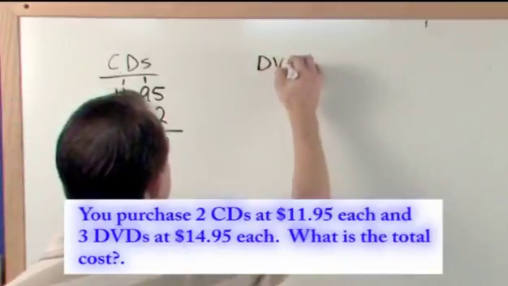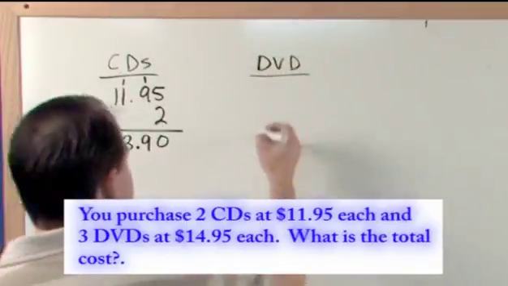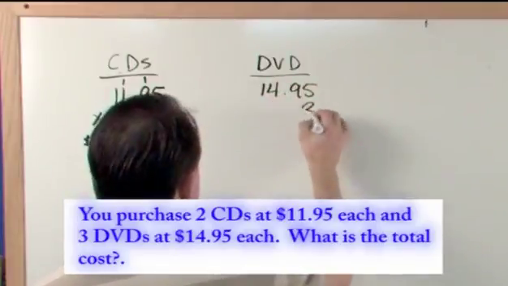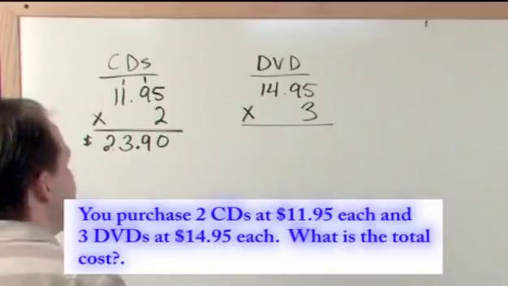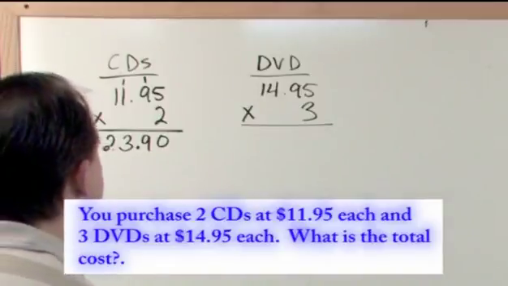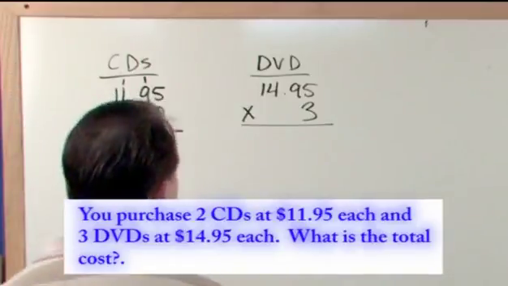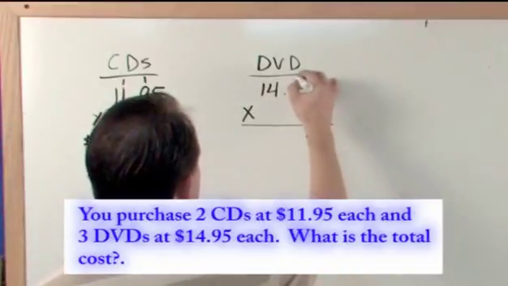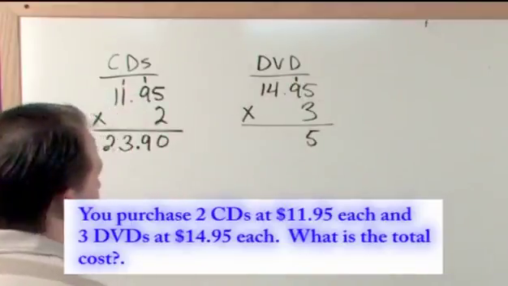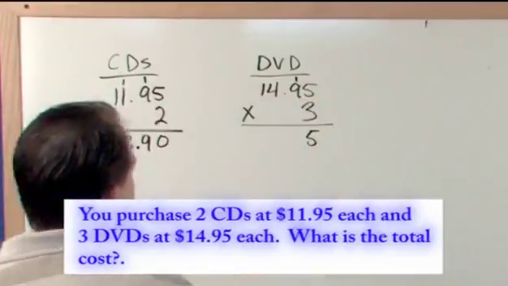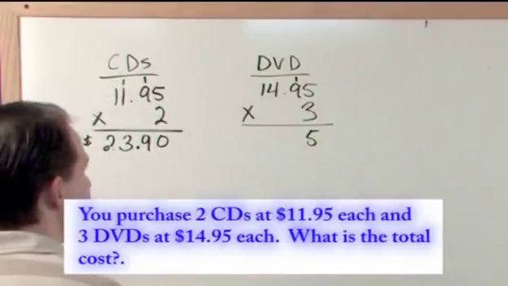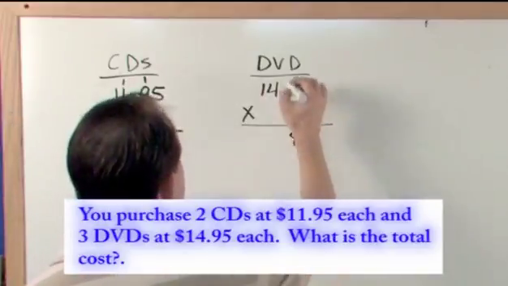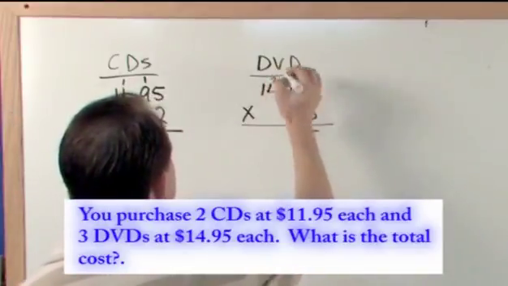Now the DVDs cost $14.95, and there were 3 of them. So how much money altogether is that? So 3 times 5 is 15. Carry the 1. Okay? 9 times 3 is 27 from your multiplication tables. And you add the 1, giving you 28. So you put an 8 and you carry a 2 up here.